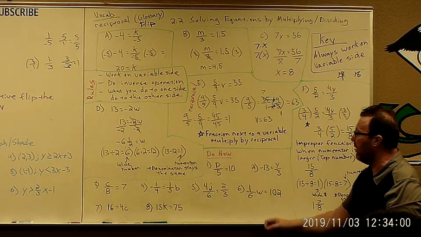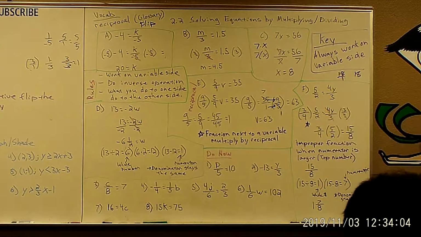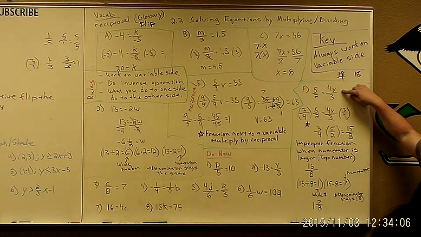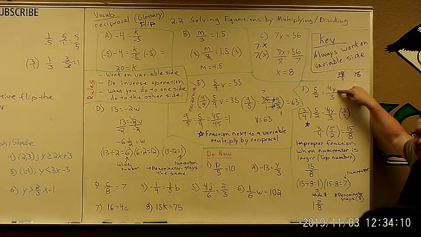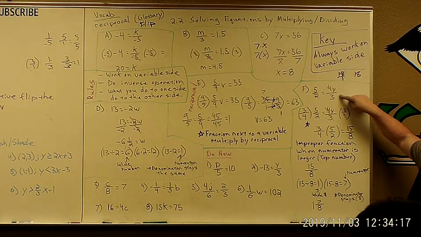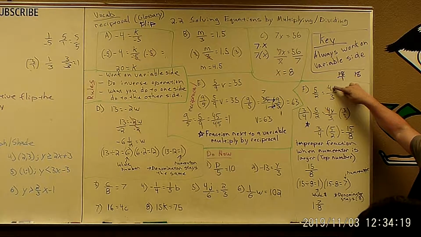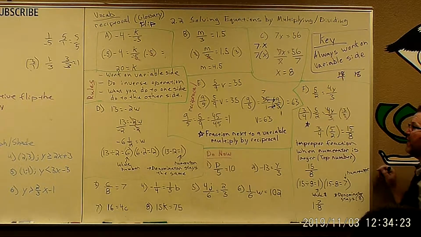Yep. And we'll actually do another one together. Okay, let's look at this one right here. Don't get confused. If you have a variable next to a number, this is still a fraction next to a variable. We're still going to do the reciprocal of this. We're going to work on the variable side. So we're going to take this 4 over 3 and we're going to flip it over. We're going to multiply both sides.